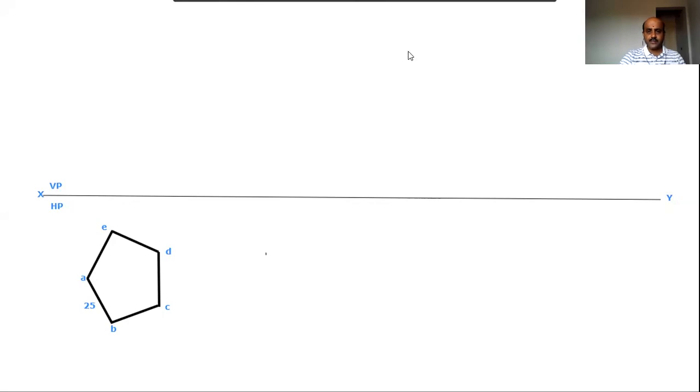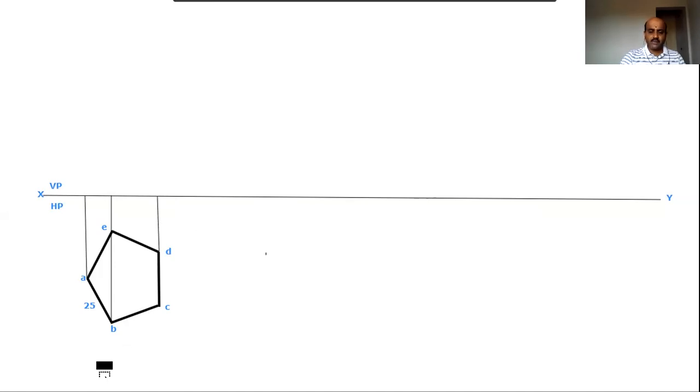The next thing is to get the front view for this. As usual, project it. Once you construct a regular pentagon, just observe that A and E should be collinear. When you draw a projector, that line should come along with it. Please check that. Like this, please draw the vertical projector to get the front view.